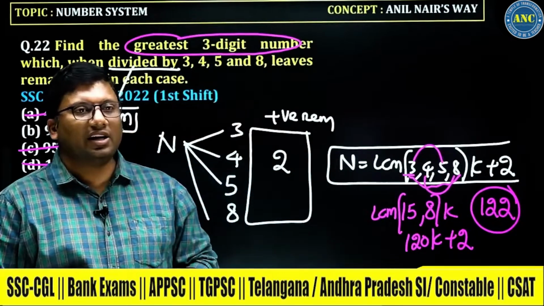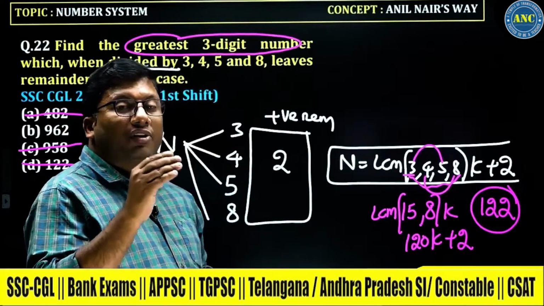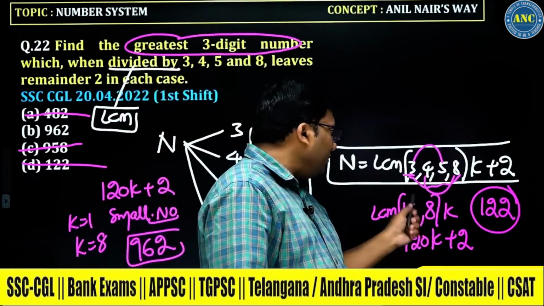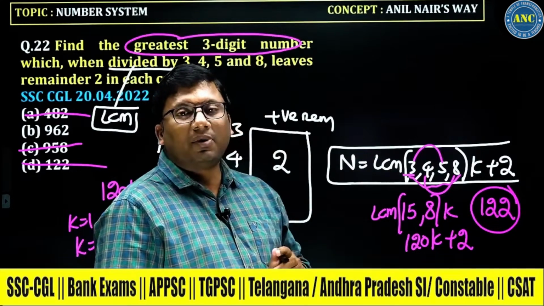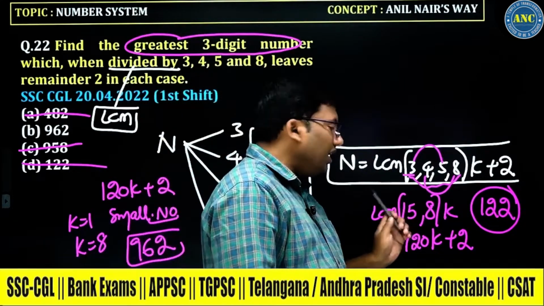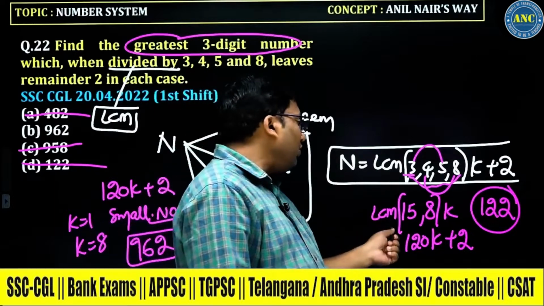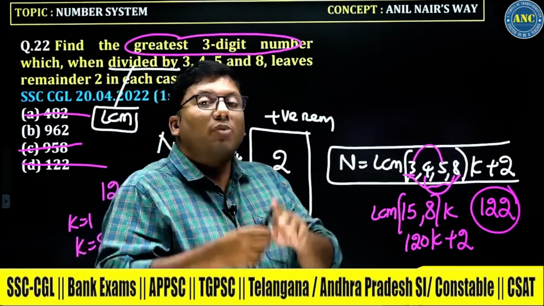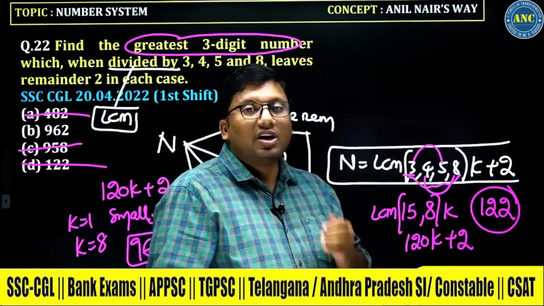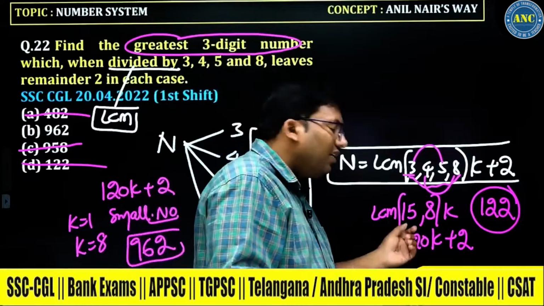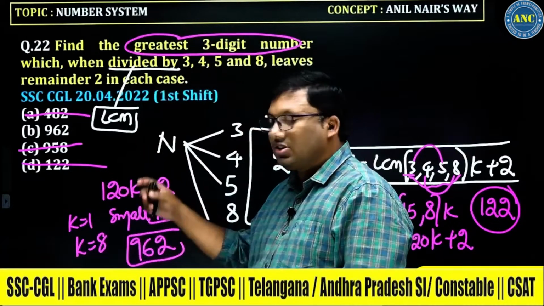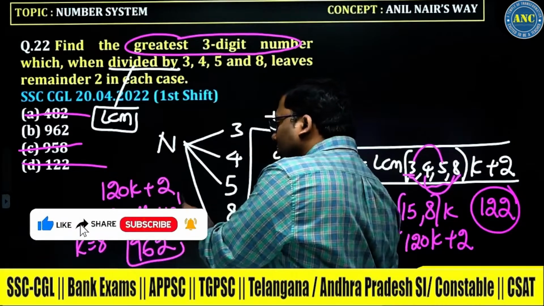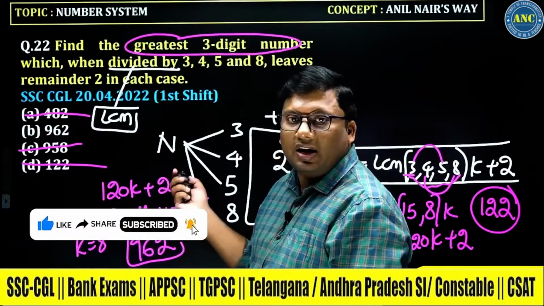I hope the idea is clear. The LCM of 3, 4, 5, 8, into k plus 2. 4 will divide 8, so 8 came. 3 and 5 are co-primes, and the LCM of co-primes is their product, so 15 came. 15 and 8 are co-prime. The answer will be of the form 120k plus 2. For the smallest, put k value 1. For the largest, put k value 8. 120 into 8 is 960, and 960 plus 2 is 962. 122 is the smallest answer and the largest is 962.